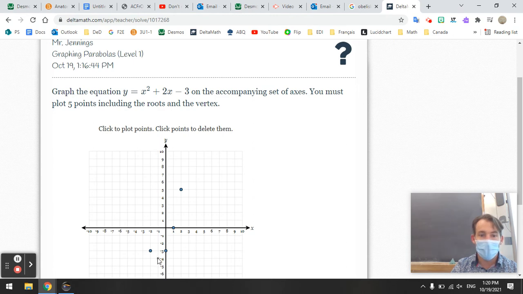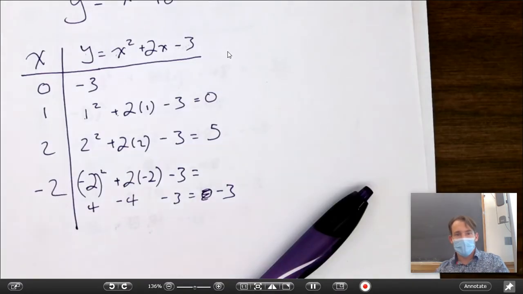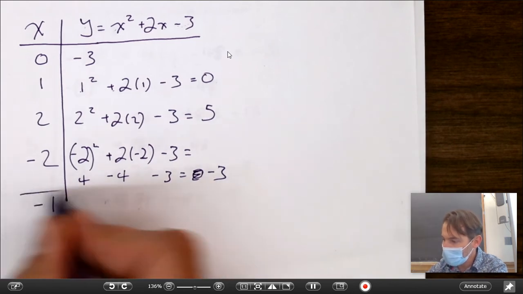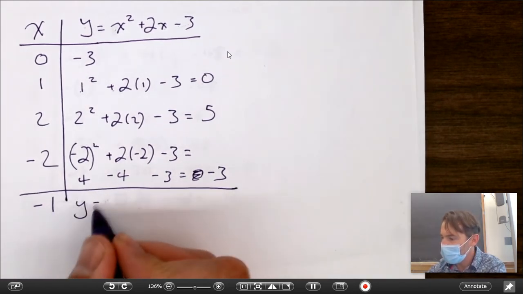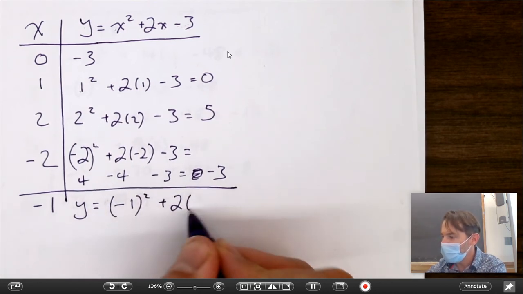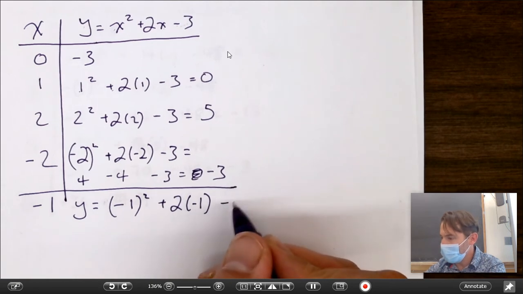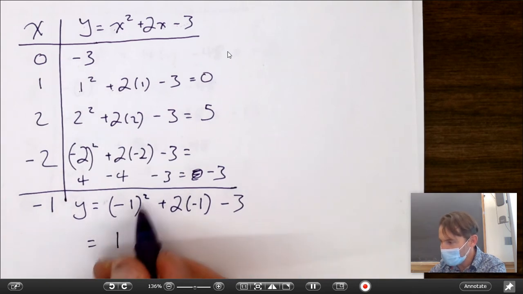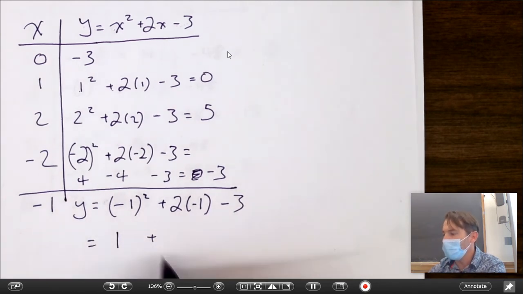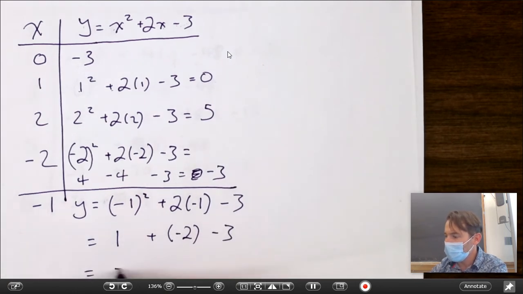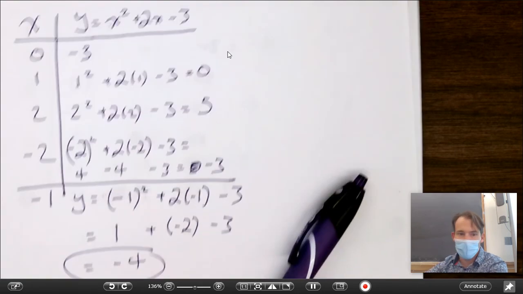So let's, I predict the vertex will be at -4. Let's test it. All right, so I go back to my table of values, and I'm going to put in x is -1, okay? And then I'm going to calculate that. Y is equal to -1 squared plus 2 times -1 minus 3, okay? And that's going to be equal to -1 squared is 1. Plus 2 times -1 is -2 minus 3. So there I have this is equal to -4. That's what I predicted, okay?